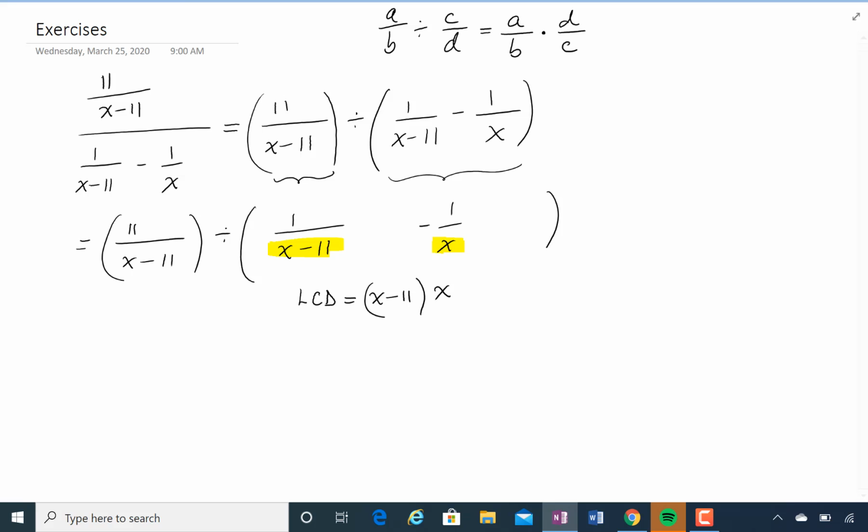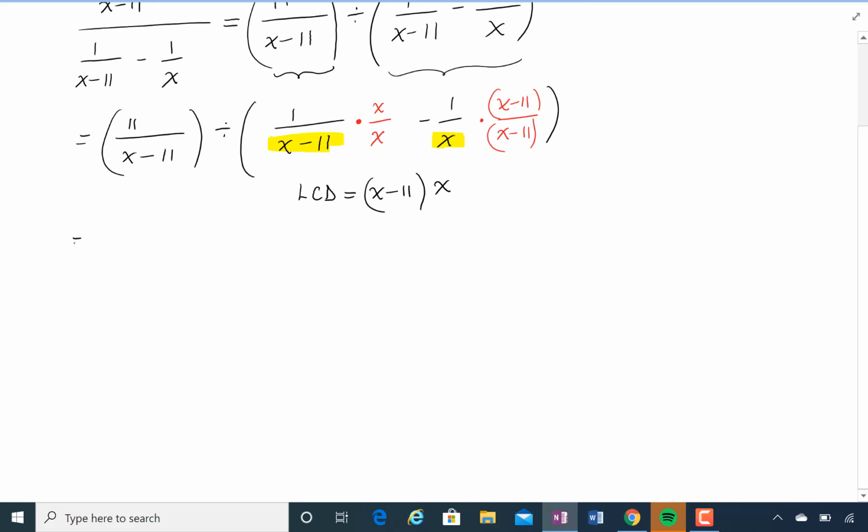So now, what is missing from the first fraction to have the same denominator? An x, so we'll multiply by x over x. What is missing from the second one? x minus 11 over x minus 11. So we'll multiply that. Okay, so now we copy the first one, 11 over x minus 11, divided by, well, the second parenthesis is going to be x minus 11, everything over x times x minus 11.